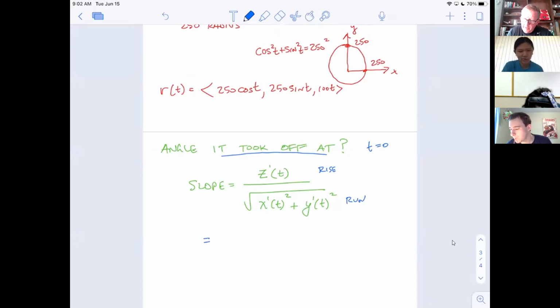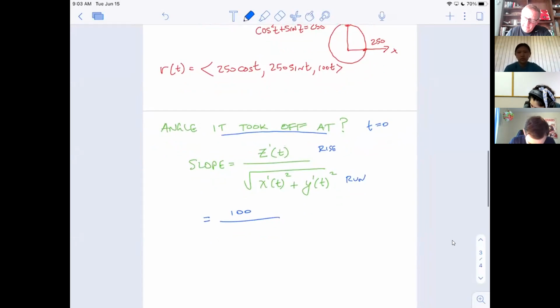So you should say, great, I can take the derivative of the z coordinate, that's 100. Notice there's no t in it anymore, so there's no place to plug t in, so it's just 100. Whereas the derivative of 250 cosine of t is negative 250 sine of t. And I'm going to be putting 0 into that, and the sine of 0 is 0, so that's going to contribute nothing.